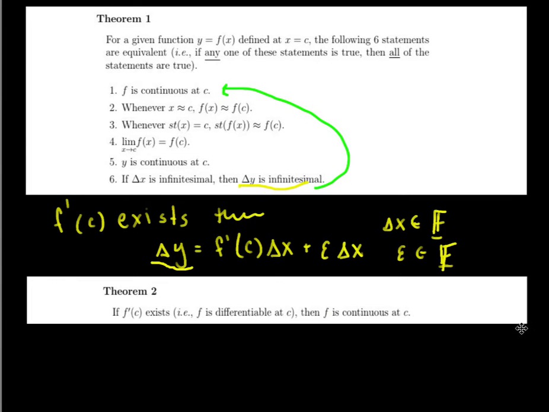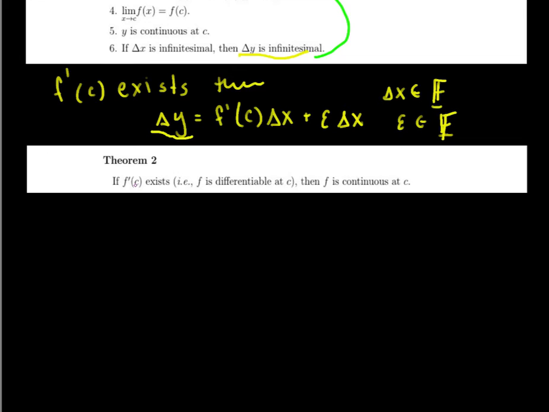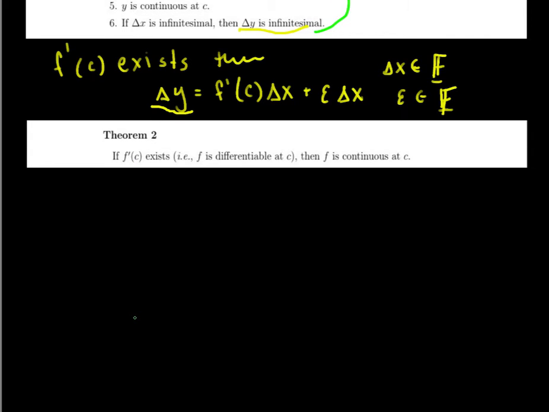But this theorem only goes one direction. It just says if f is differentiable, that is, if f prime exists, then f is continuous. F being continuous doesn't mean that the derivative exists. A prime example would be the square root function. If I look at its graph, which looks something like this, this is the graph of y equals the square root of x.